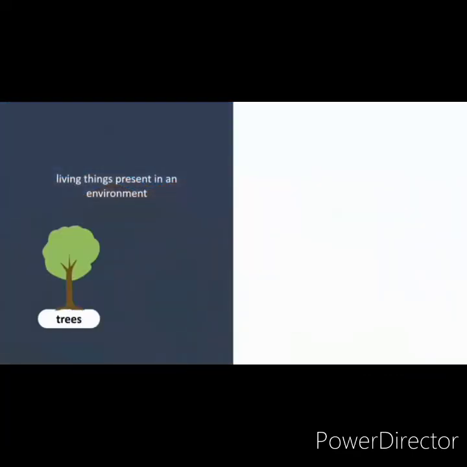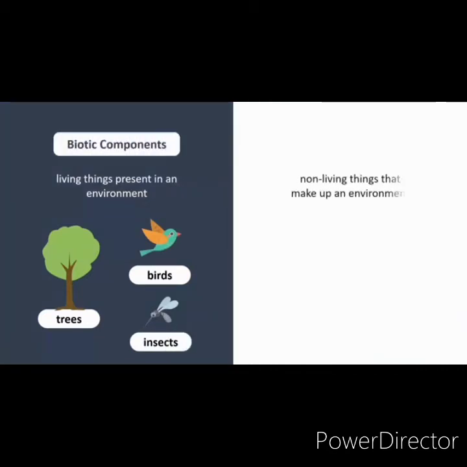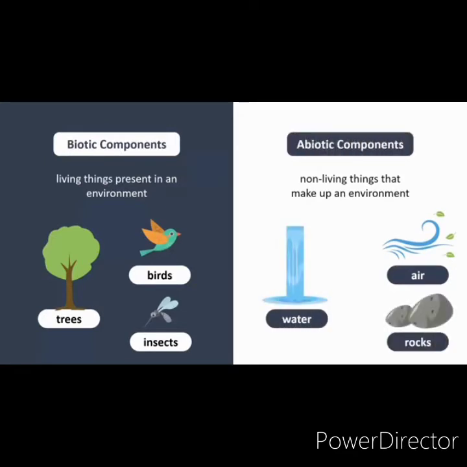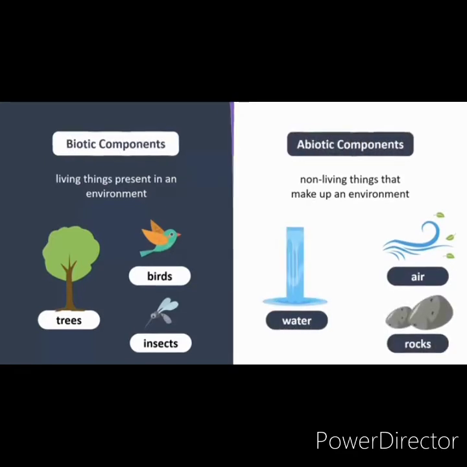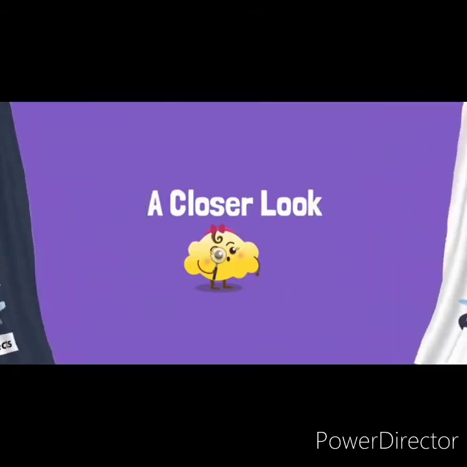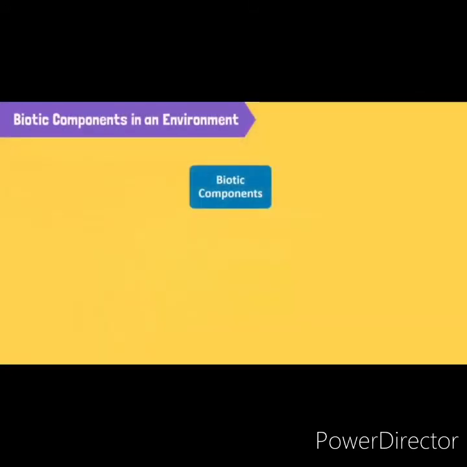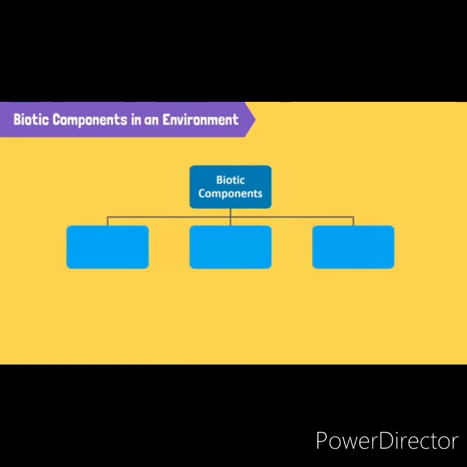The living things in our environment are referred to as biotic components of the environment, whereas non-living things that make up an environment are called abiotic components. Let's take a closer look. The biotic components of the environment are sorted into three groups or levels based on their role in the environment. The first group or level are called producers. They make their own food in the presence of sunlight by a process called photosynthesis.